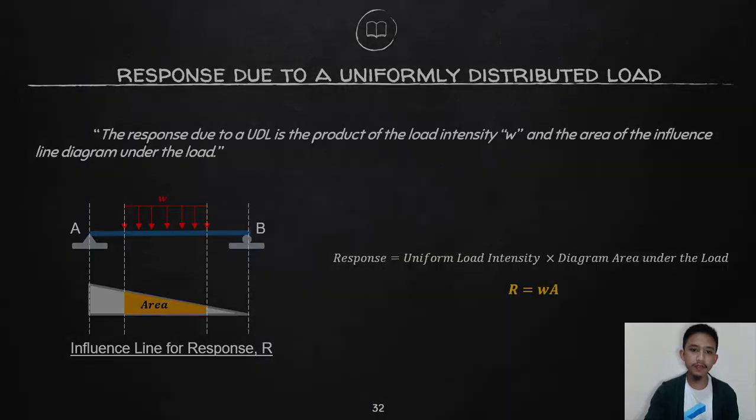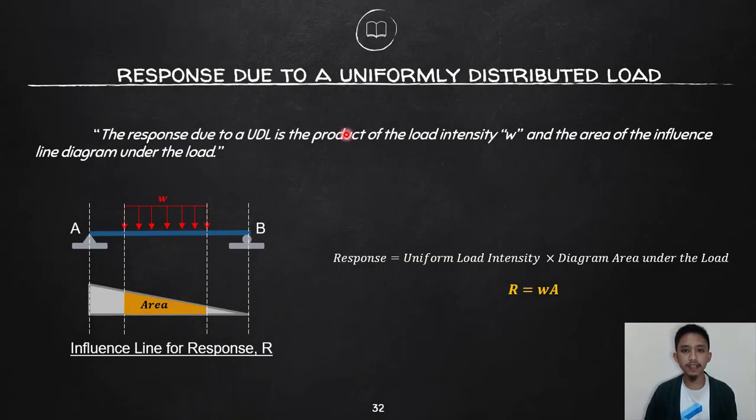So, let's start with the first type. When your loading is a uniformly distributed load, the response due to a UDL is just the product of the load intensity W and the area of the influence line diagram under the load.